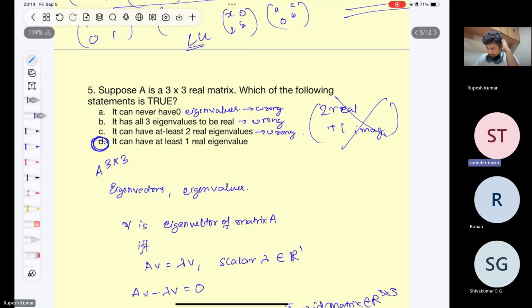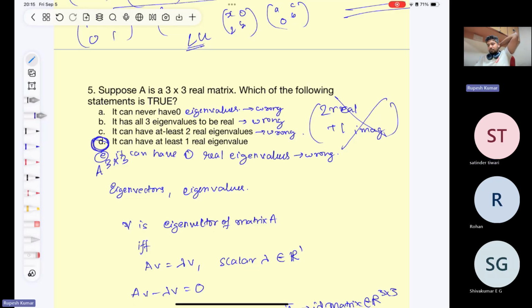Option A, it can never have zero eigenvalues, I think, because an eigenvalue can be zero also. We can add another option: it can have zero real eigenvalues. So option A, as written, will be wrong, right? It can never have zero eigenvalues, wrong.